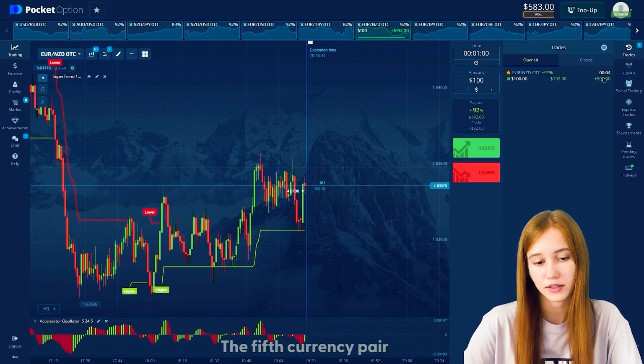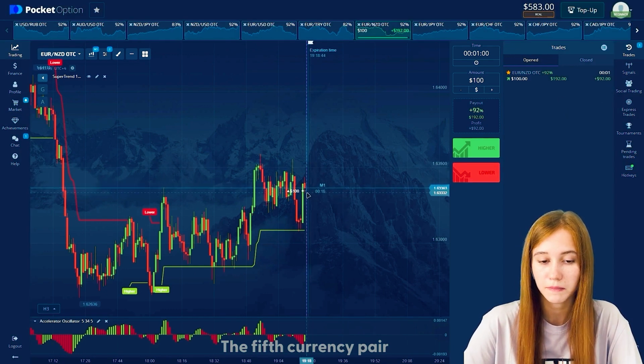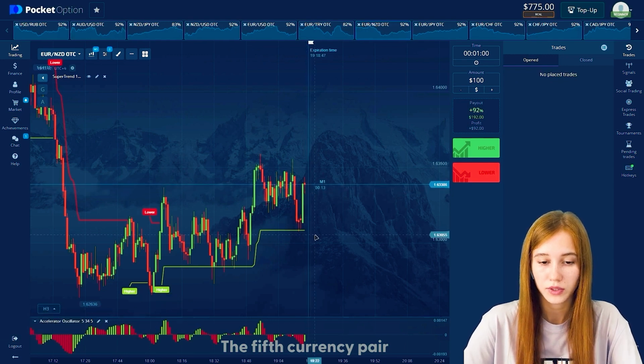There are 4 seconds left until the end of the deal. So, a small doji candle is formed.